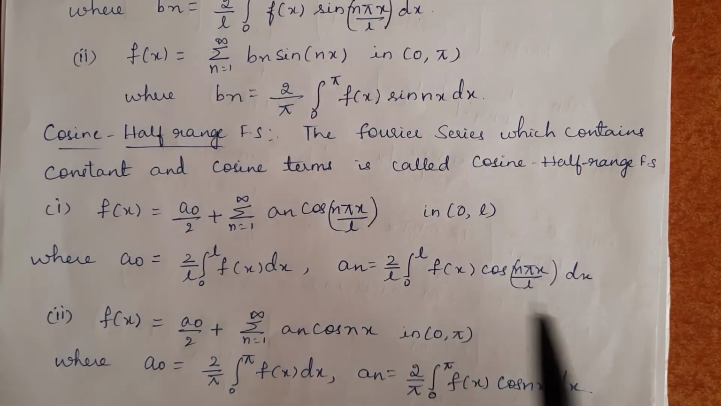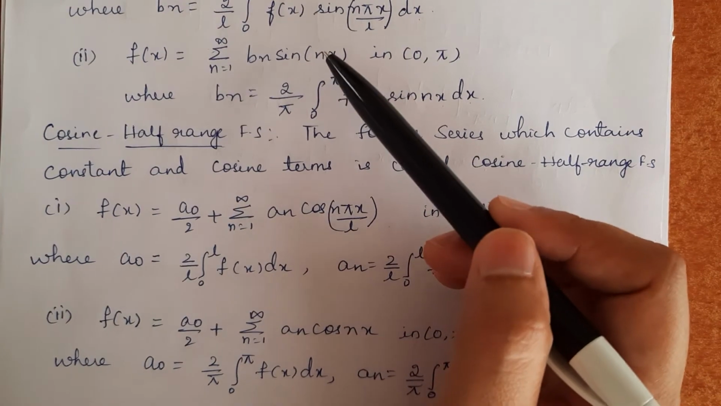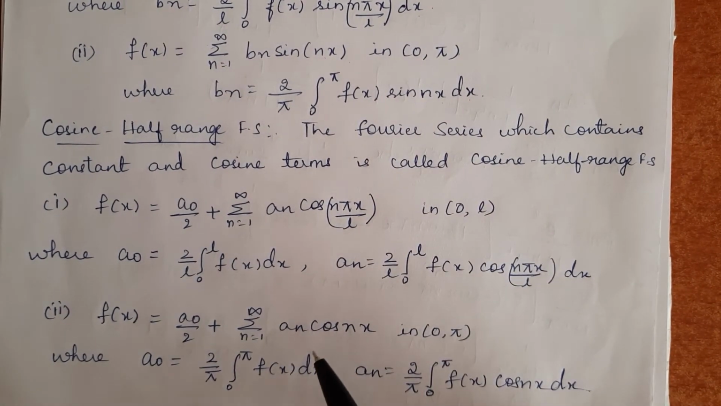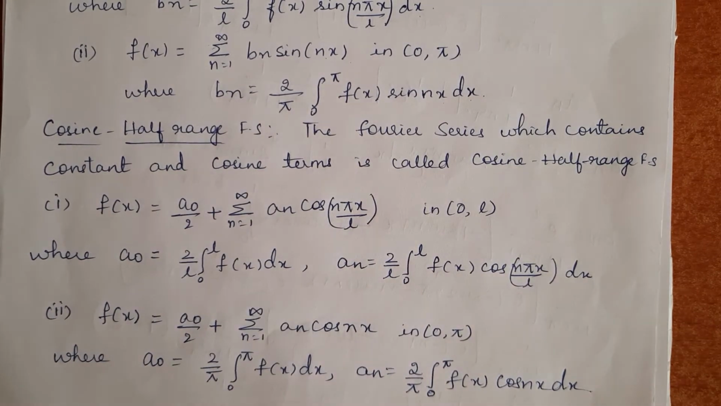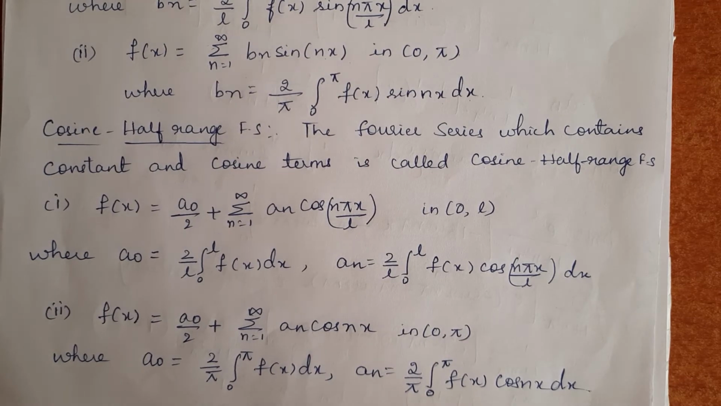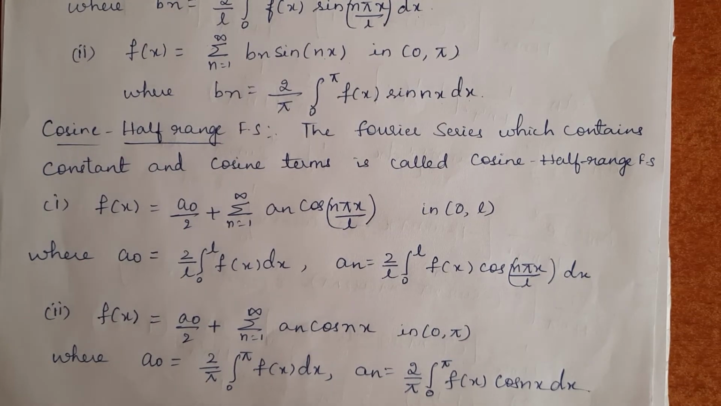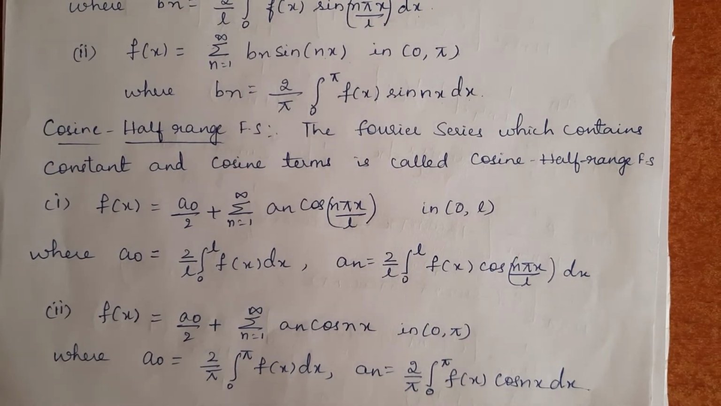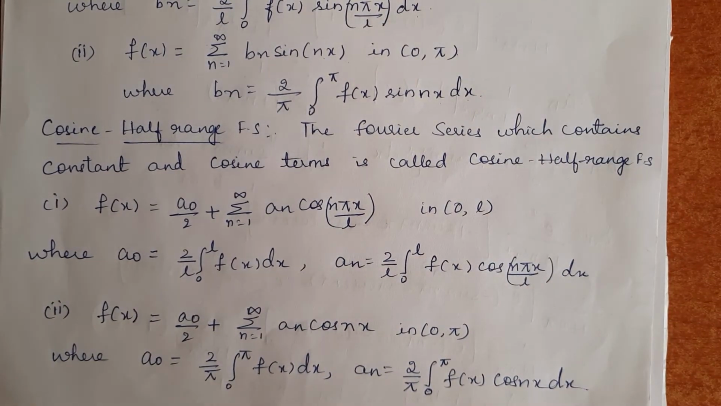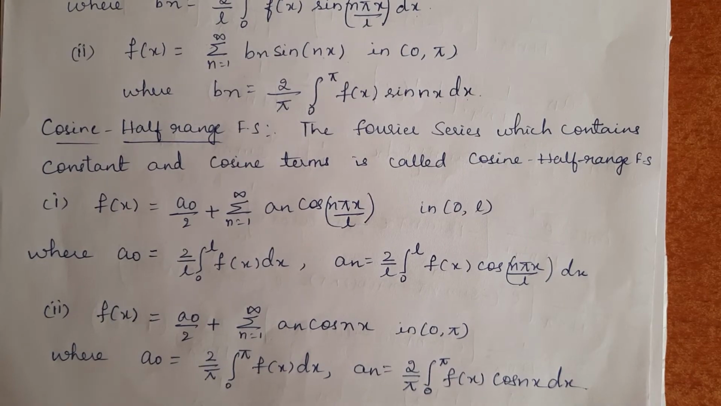Suppose if the function is odd, we will come across the sine half range Fourier series expansion, and if the function is even, we will come across the cosine half range Fourier series expansion. Here we will not find out the nature of the given function. In the problem itself they will specify whether to find the cosine half range Fourier series or the sine half range Fourier series. Depending upon the question, we should apply the corresponding formulas. Now let us see the problems.